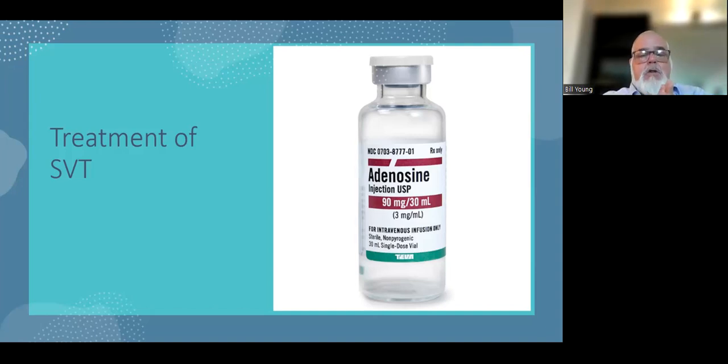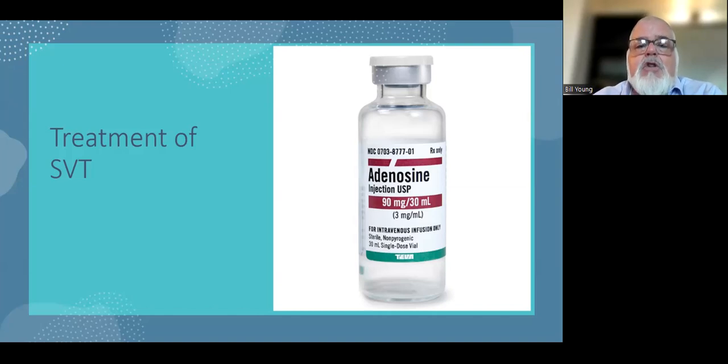Now, we can give 2 doses of adenosine. Initial dose is going to be 6 milligrams. If that first dose does not work, now we can double it up to 12 milligrams. Once we get to 12 milligrams, if it doesn't work, our only option left is to go with electricity. Here's one of the things, or several things, I want to stress.